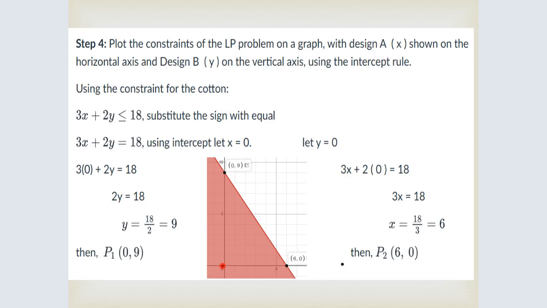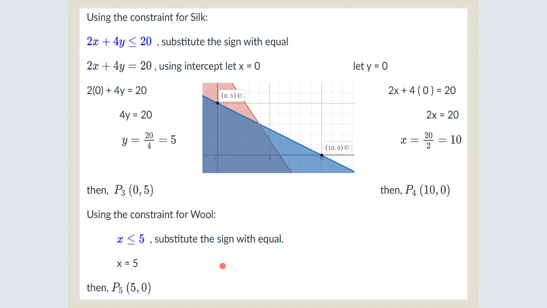Okay? So for the same, what we're going to do is plot the points and connect them to make the line for the second constraint. So the second constraint is 2x plus 4y is less than or equal to 20. So again, replace the less than or equal to with an equal sign. So 2x plus 4y is equal to 20.